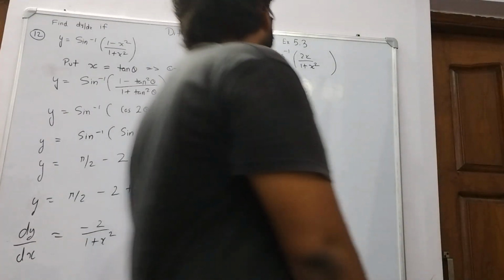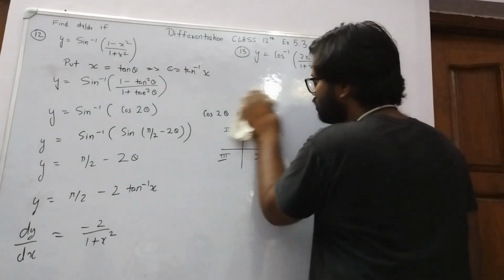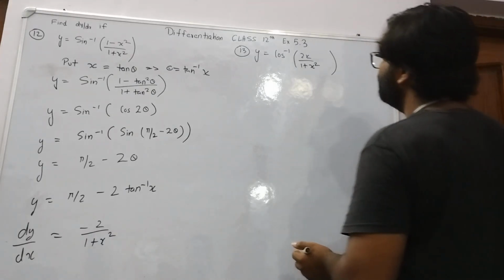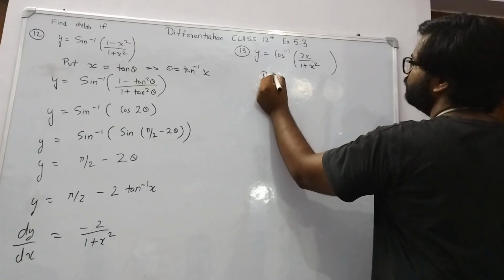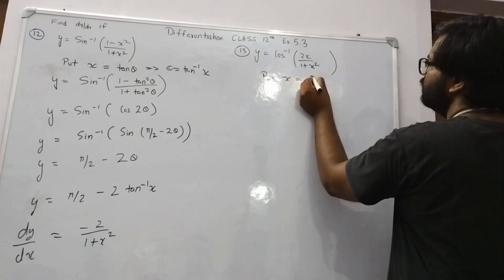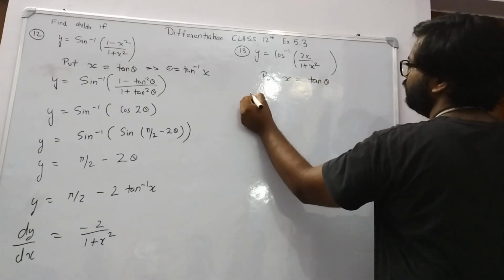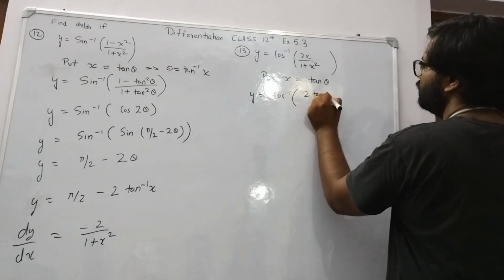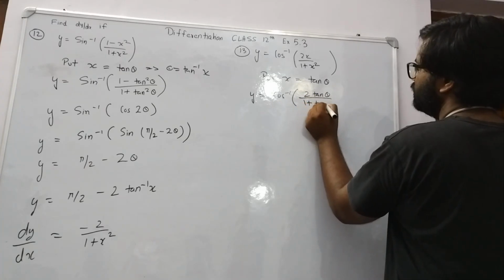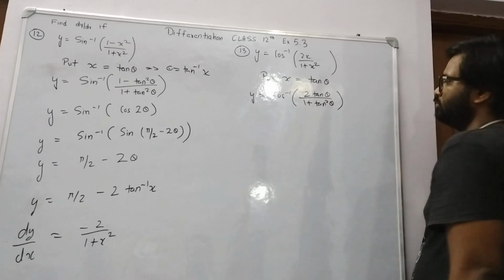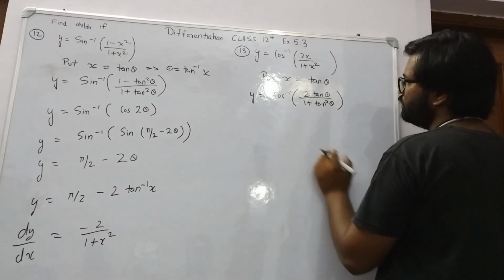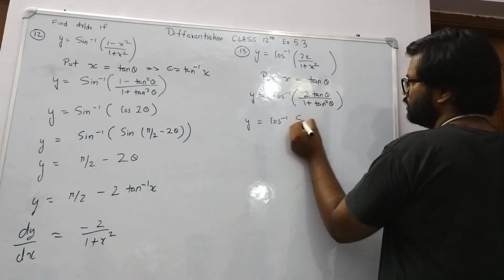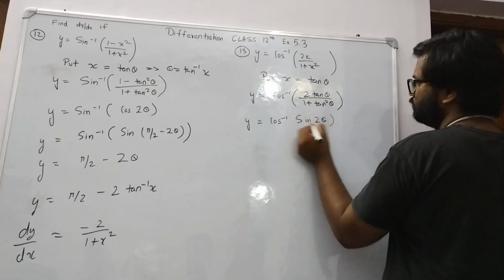Okay, let's come to question number 13 now. Question number 13 says if y is equal to cos inverse 2x upon 1 plus x square. Again, put x is equal to tan theta. So it will be y is equal to cos inverse 2 tan theta upon 1 plus tan square theta. Now we will write y is equal to cos inverse sine 2 theta.